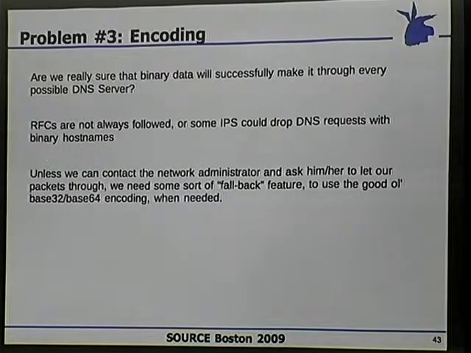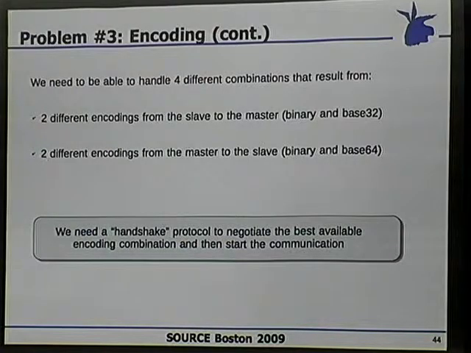The encoding, as said before, we can send binary queries, or queries with binary data, which should work for most of the name servers. But it might be that some of those name servers actually don't support this, and then we run into trouble if we only have that method implemented. So what we basically want to do is to fall back on base 32 in case our binary did not work, which means basically we have 4 combinations.